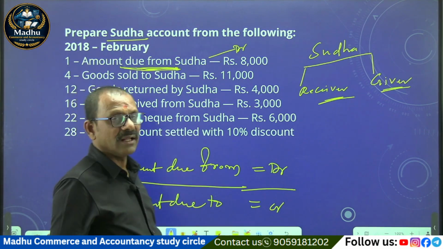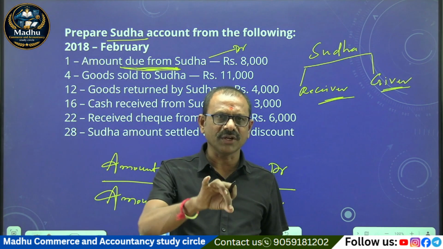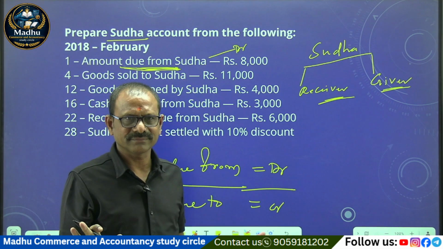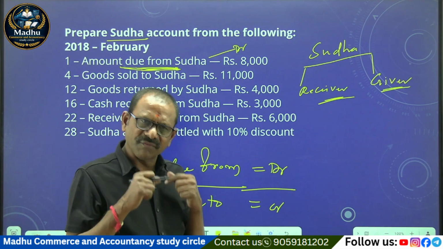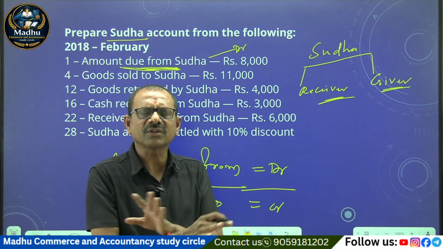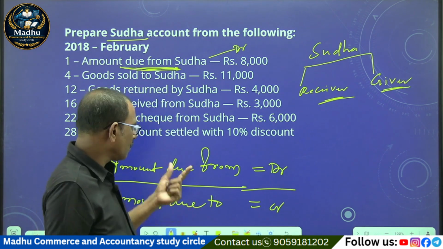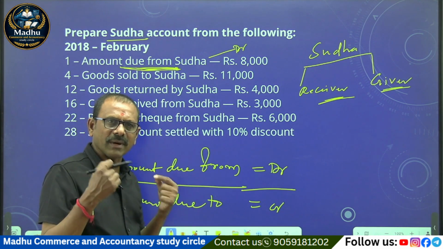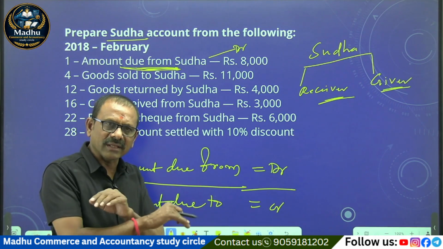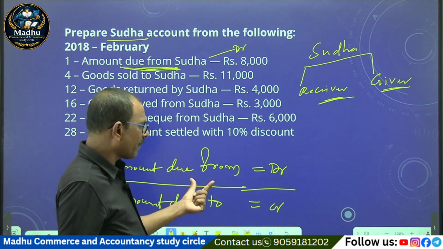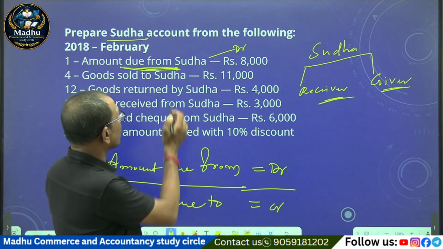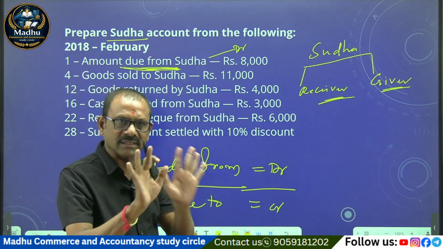First transaction, whatever may be given, due from is given, due to is given. If nothing is given, due from, due to, then don't think about this due from, due to. So due from means debit side, due to means credit side, due from is given, that's why it is debit balance. That's all, simple logic.